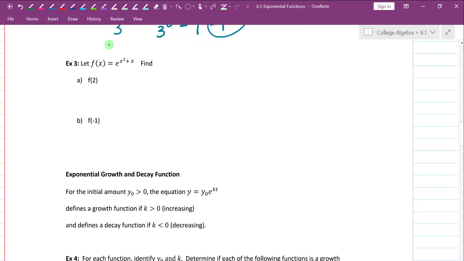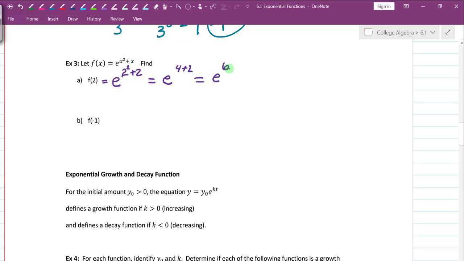Example 3 says evaluate f of x equals e to the x squared plus x when x is equal to 2. So we're just going to plug in the number 2 wherever there's an x. So it's e to the 2 squared plus 2. Both of these 2s are there because x is equal to 2. So this is equal to e to the 4 plus 2, which is e to the 6th.